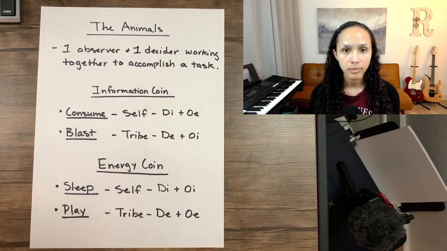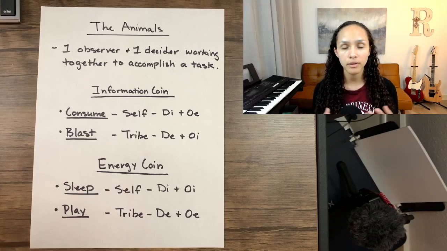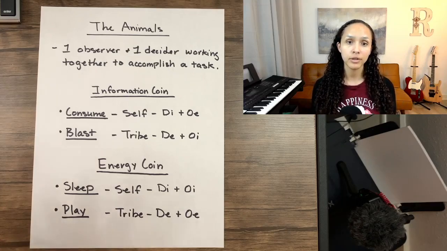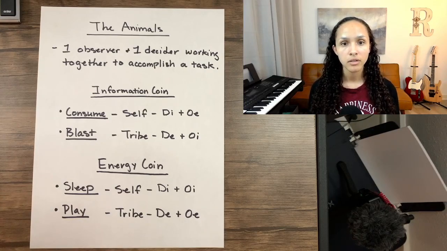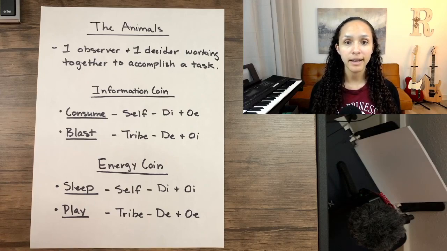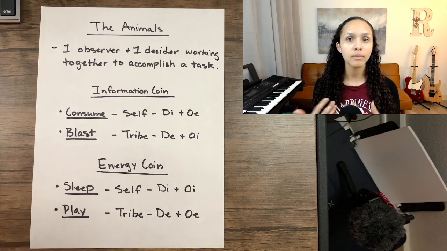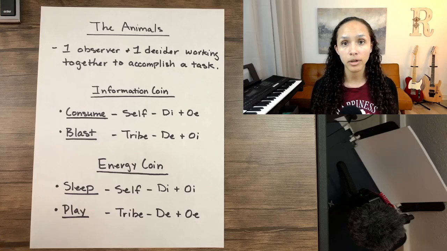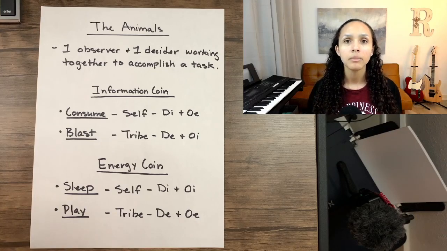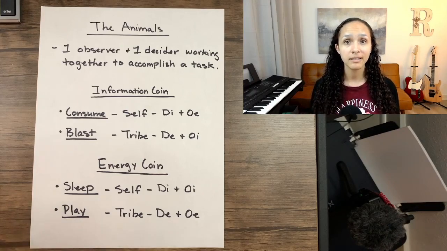Last, we've got play. Play is a tribe related thing because both of the functions being used are both extroverted functions. Again, every type has two extroverted functions and two introverted functions. So the play coin or the play animal is using the extroverted decider and the extroverted observer to be out with the tribe, expending energy, doing something with people, interaction. It's like that pinging back and forth between you and your environment. Yeah, it can be like doing work and doing tasks and being out there, being busy, but it can also be just like pinging with people and conversation and just liking the back and forth. It's sharing energy with people.